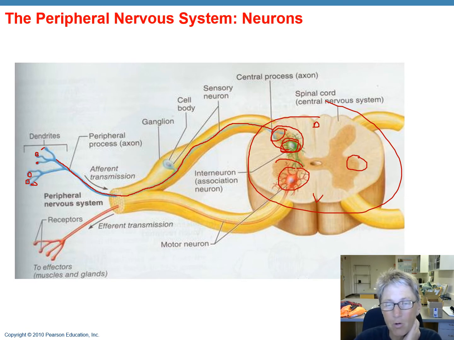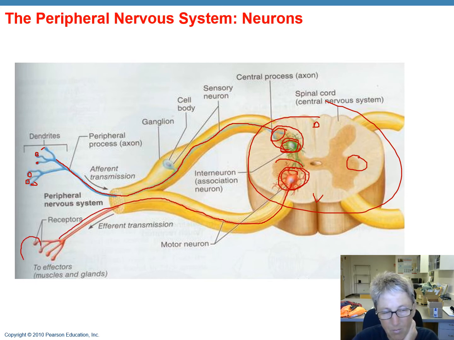And then that interneuron would also synapse with a lower motor neuron, and here's the cell body of the lower motor neuron. That information would travel as an action potential along the motor neuron out to your effectors. So if a skeletal muscle was here, these would be the axon terminals of the lower motor neuron, and you'd form a neuromuscular junction here.